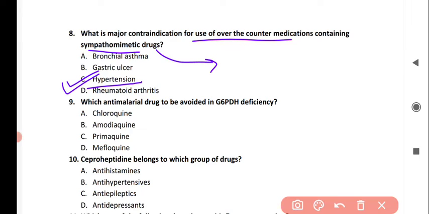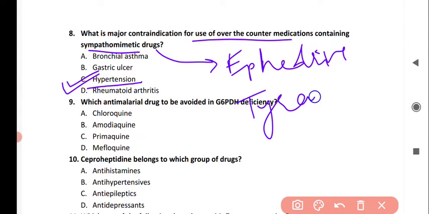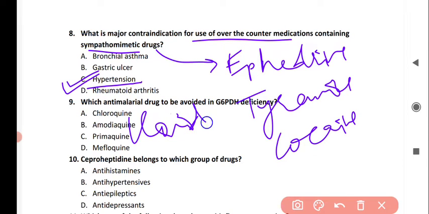And if I talk about different sympathomimetic drugs, they include ephedrine, tyramine, cocaine, clonidine, dopamine, and several other drugs like terbutaline, isoproterenol, norepinephrine. So these drugs also come under sympathomimetic drugs.